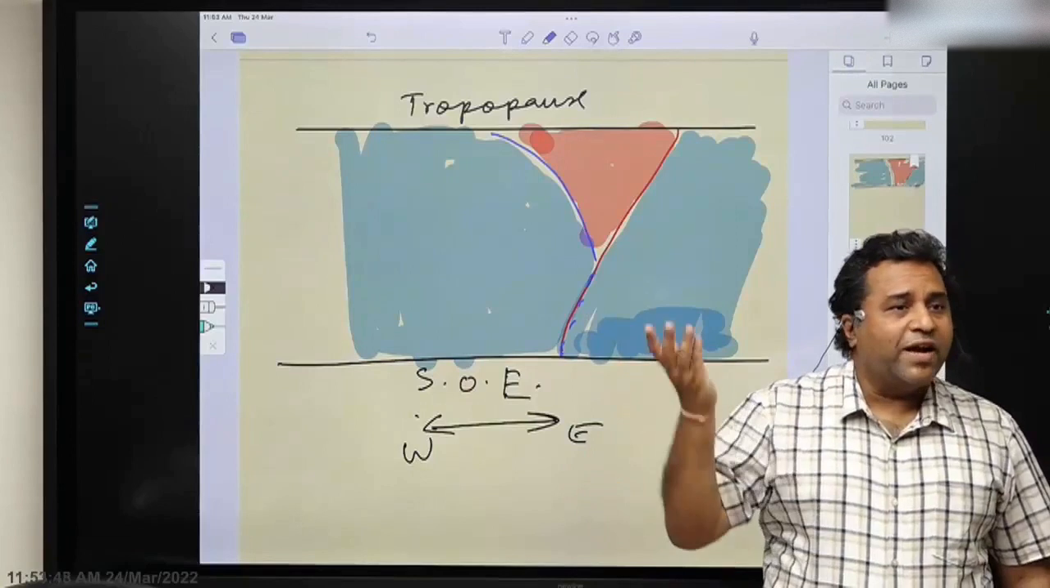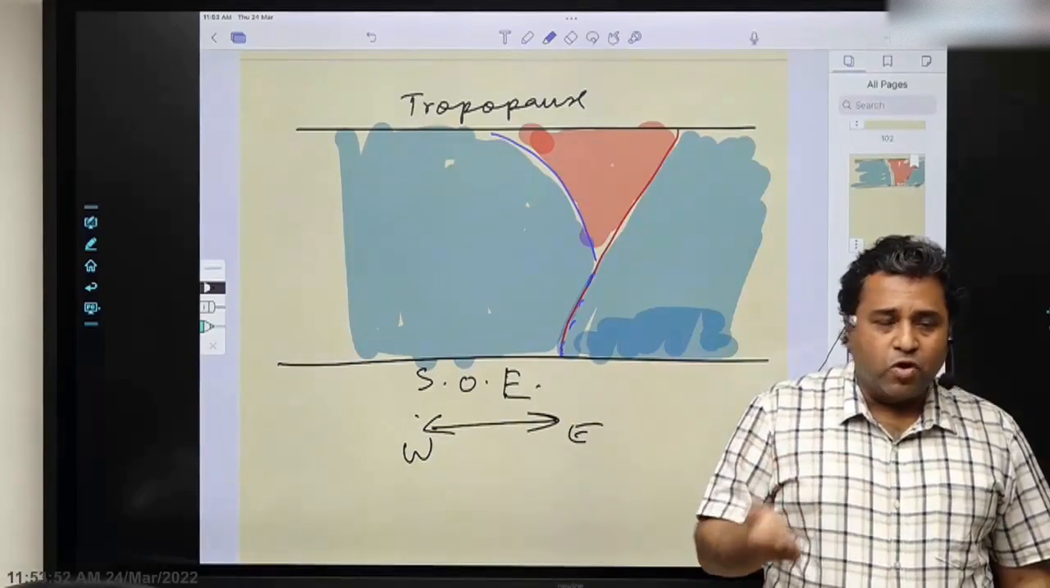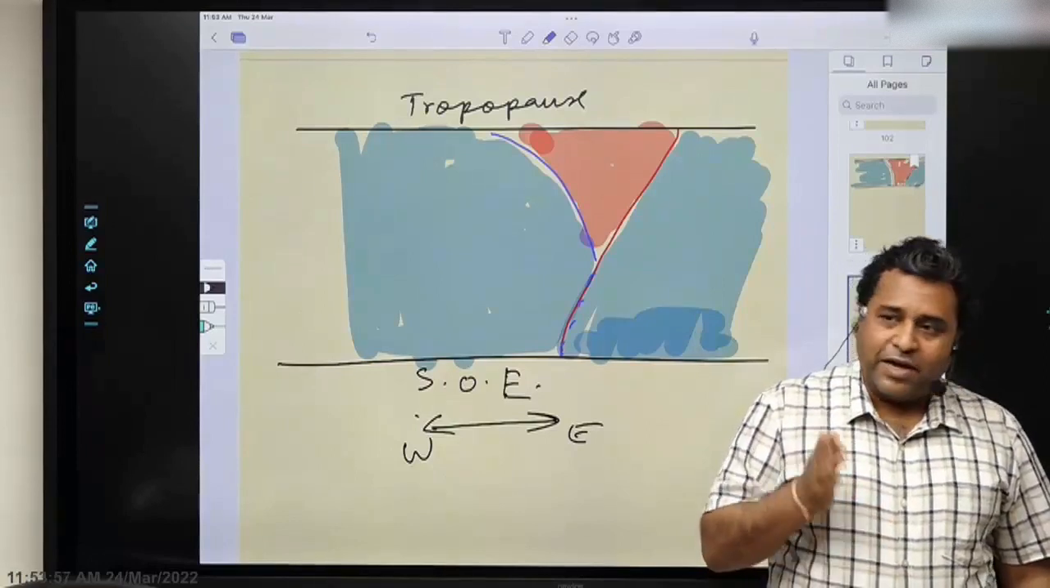So there is no rising warm air. So will the cyclone gradually become strong or weak? Weak. आ रहा है समझ में? So the cyclone will become weak.